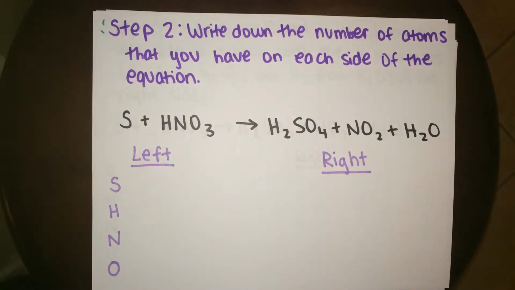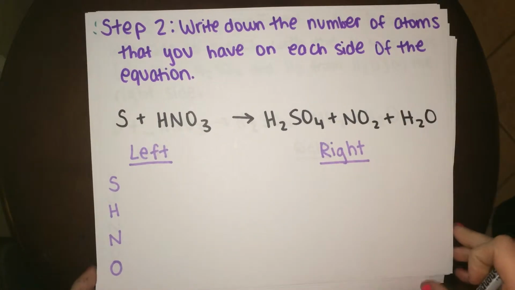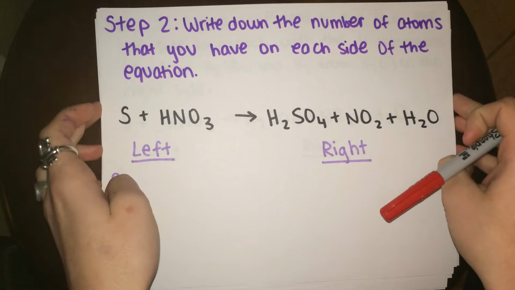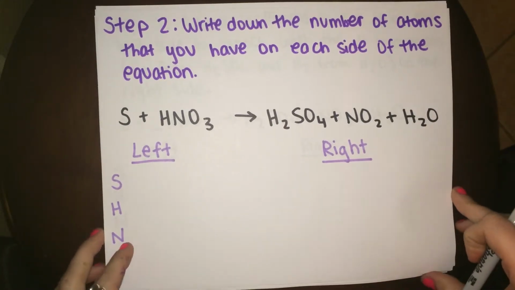Step 2 is to write down the number of atoms that you have on each side of the equation. So instead of everything already being written down, I'll write it down for you, or you can pause the video, write it down, and then check with my answers, whichever you prefer. So step 2, write down the number of atoms that you have on each side of the equation.